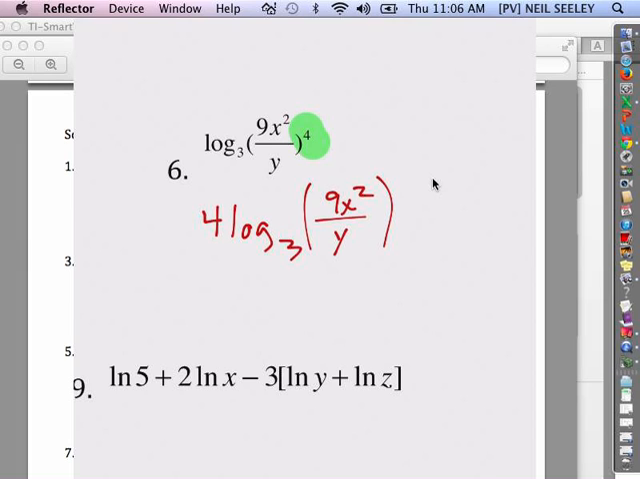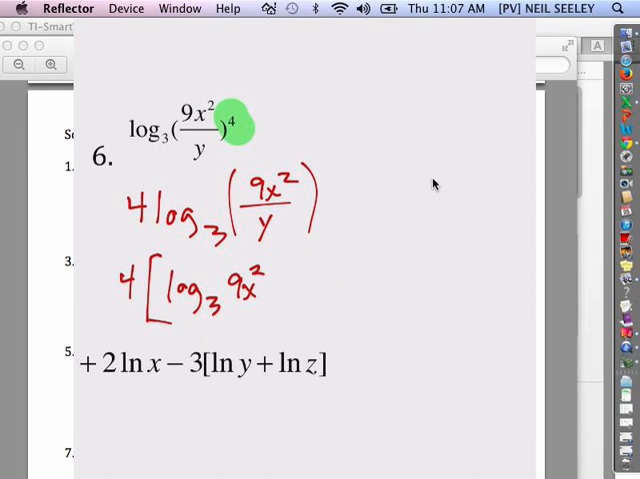So I would do 4 log, and I might just pull the 4 out. This might be more productive. Log base 3 of 9x squared minus log of y, but it's base 3, of course. So that 4 that I pulled out is still part of it. You can either factor out the 4 like I did and leave it out front, or you're welcome to put it with each of these logs separately and distribute it. Both are fine.